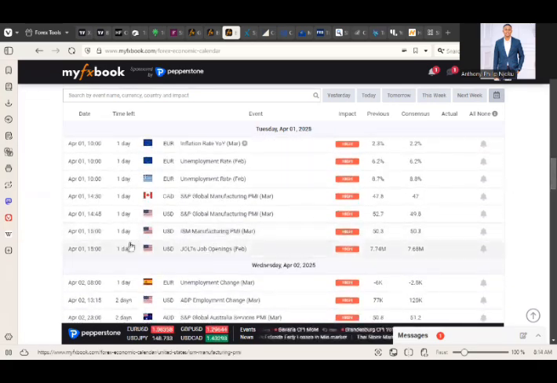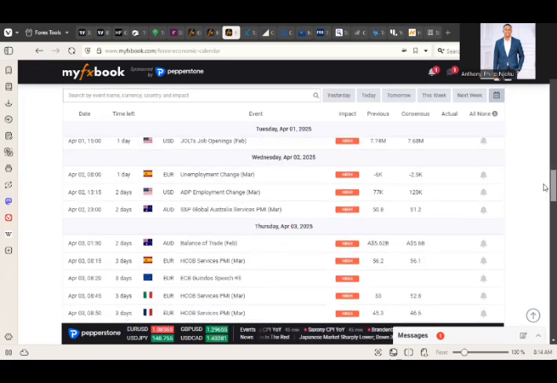Then during the New York session, we have manufacturing PMI for dollar as well. If you have a figure higher than 49.8, it is good for dollar. A lower figure is bad for dollar. Then going to Wednesday, unemployment change. I already explained it. If there is a higher figure, it is bad for euro.